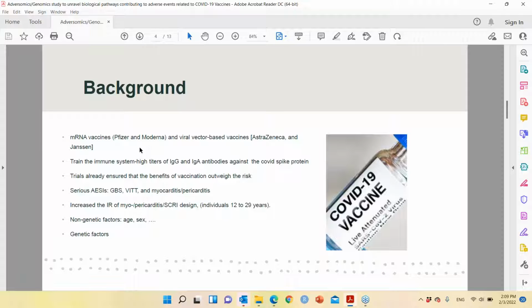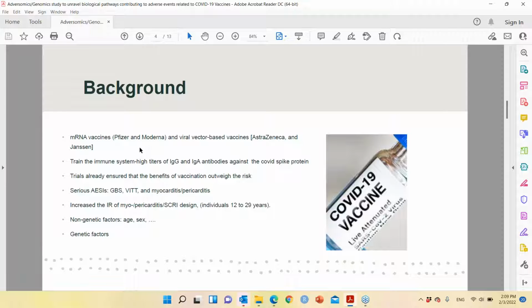These vaccines are designed to train the immune system to recognize the COVID-19 spike protein, which binds to host receptors and will lead to increasing antibodies, IgG and IgA, against the COVID-19 spike protein. Trials already ensure that the benefits of vaccinations outweigh the risk, and they show that the vaccination is safe, but still, like other medication, we expect some adverse events.